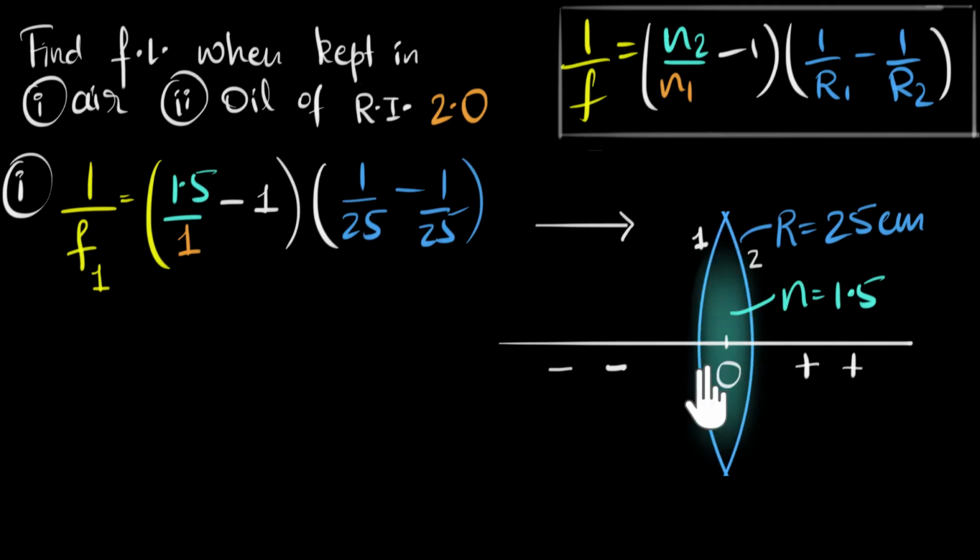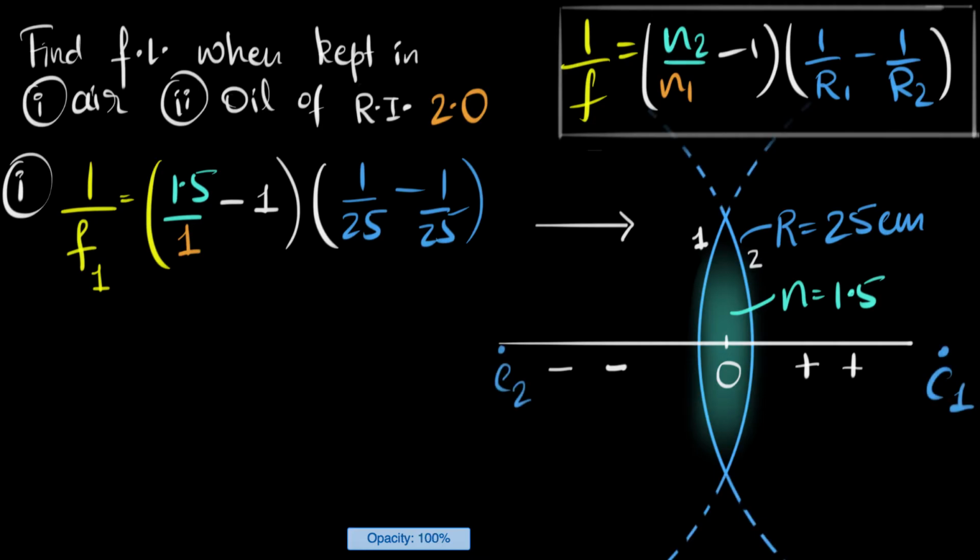So now that we have this, let's see which radii are going to be positive and which are going to be negative. Remember, these are spherical lenses, so they are parts of a sphere. If you draw the imaginary spherical surfaces that they are part of, can you see that the first surface will be a sphere like this, which has the center on this side? Since the center is on the positive side, the radius of curvature of the first surface is going to be positive. So R1 is going to be positive 25. That's correct. Minus 1 over R2.